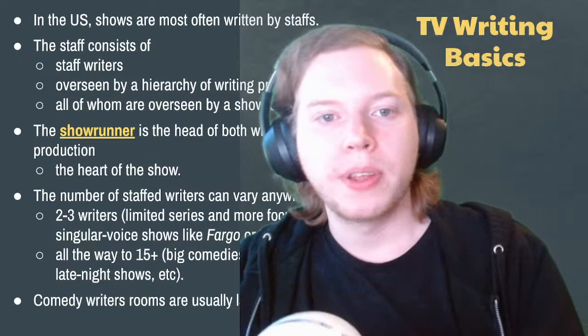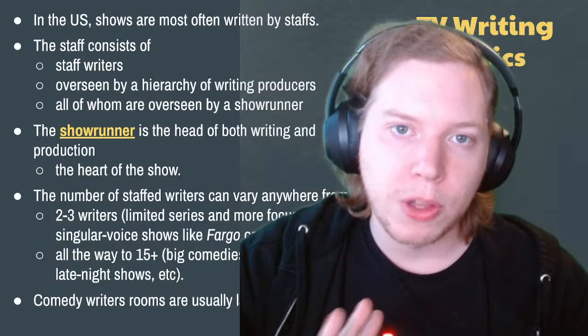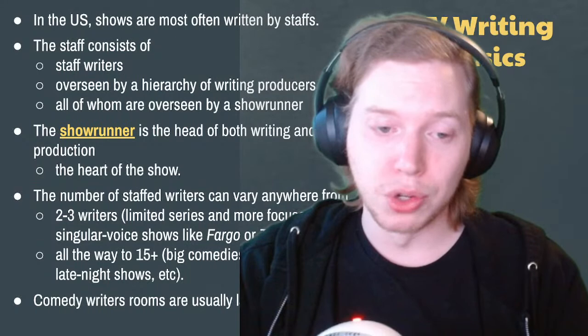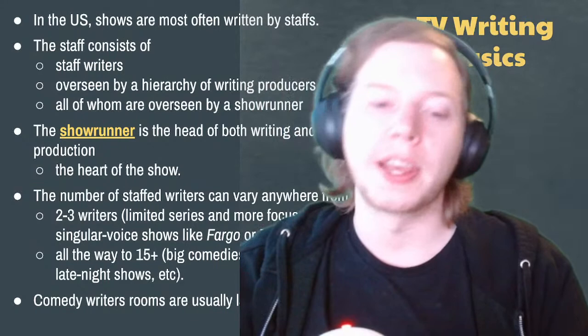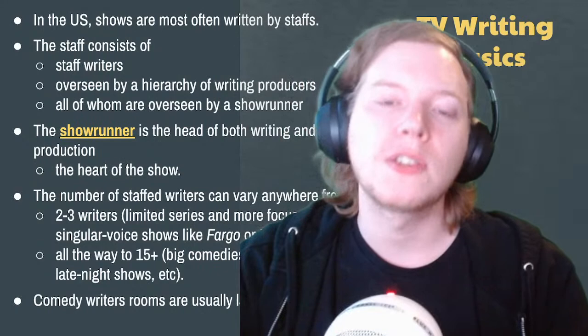TV writing basics. In the US, shows are written by staffs, which consist of staff writers overseen by a hierarchy of writing producers, because producers are writers on TV. Just keep that in mind. And all of them are overseen by the showrunner, who's the person in charge of both production and writing. They're the big boss of the entire thing. They are the brain of the show. The number of staff writers can be anywhere from just one or two in some unusual cases, or limited series, all the way up to 15 or more on things like big late night comedies and sketch shows. Comedy writers' rooms are usually bigger than drama rooms because their season orders are usually 22 episodes in the US at least, whereas drama season orders are much shorter.